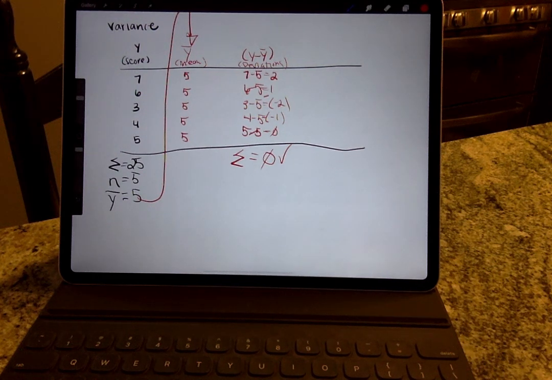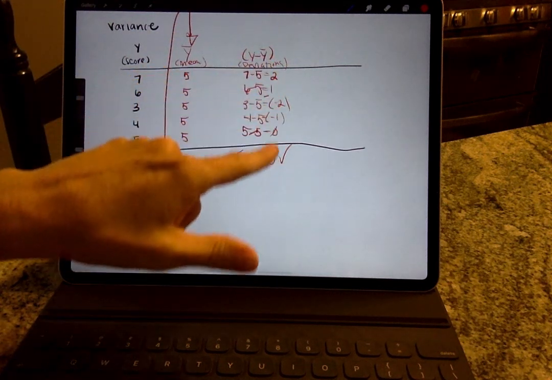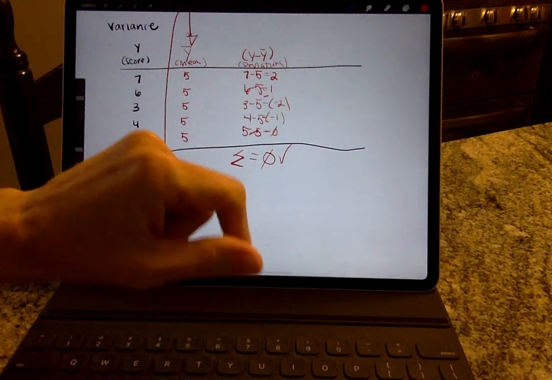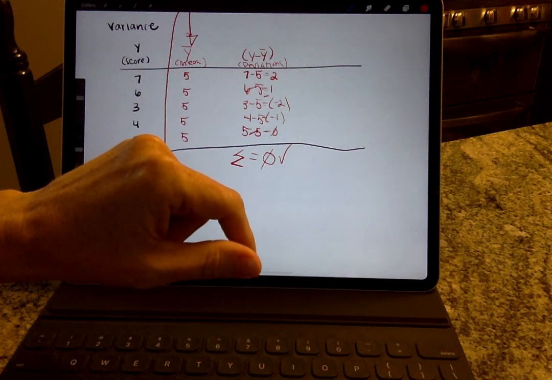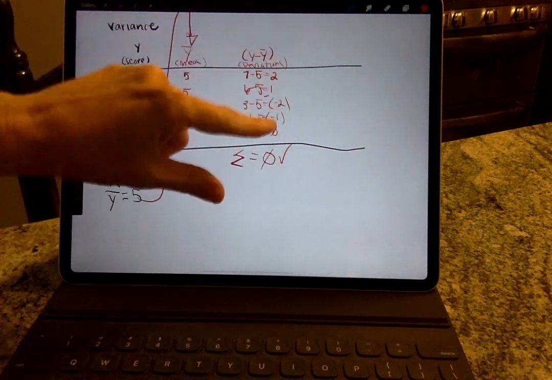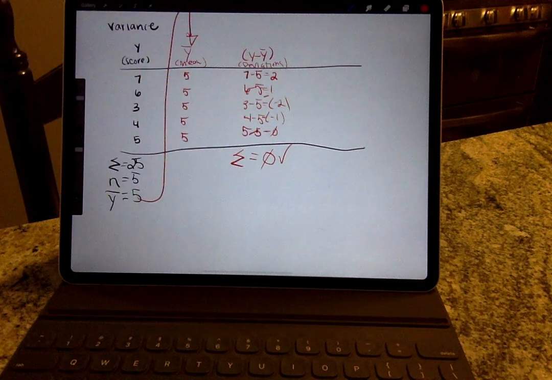As we move through the analysis this semester, there are often opportunities for you to check your work to see if your numbers make sense. And this is the first check. You're definitely going to want to make sure that your deviations add up to 0, because if they don't, you did something wrong. You either did something wrong here or you calculated the mean incorrectly.